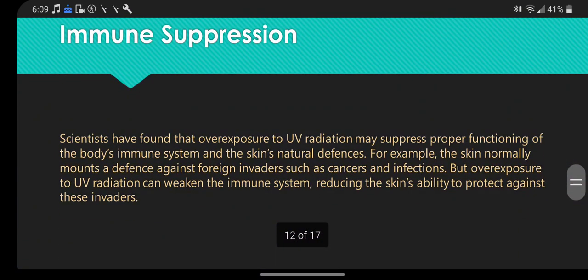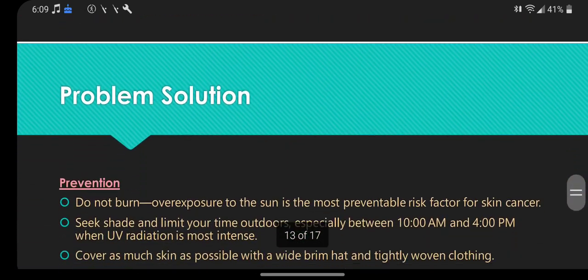Immune suppression. Scientists have found that overexposure to UV rays may suppress the proper functioning of the body's immune system and the skin's natural defenses. For example, the skin normally mounts a defense against foreign invaders such as cancers and infections, but overexposure to UV rays can weaken the immune system, reducing the skin's ability to protect against these invaders.